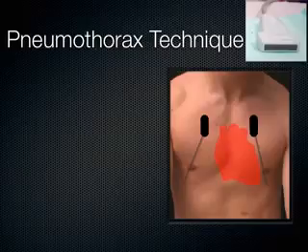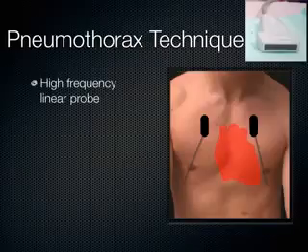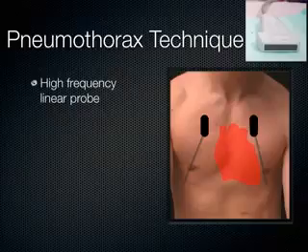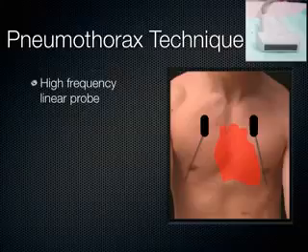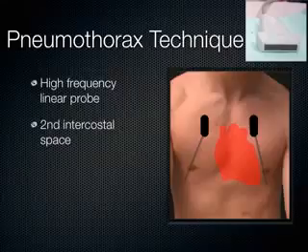You choose the high-frequency probe. You start in the second intercostal space. The orientation marker is towards the head, and you move downwards anteriorly and then splay laterally so that you're getting images in all 4 quadrants. You have to do it a little bit more laterally on the left so that you avoid the heart.